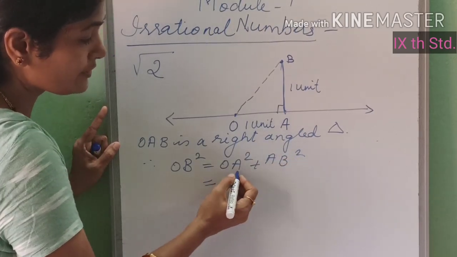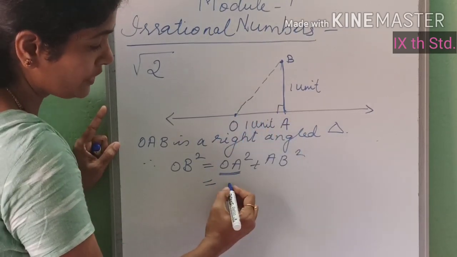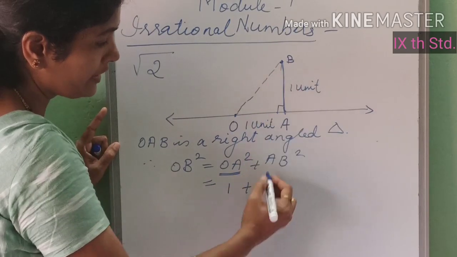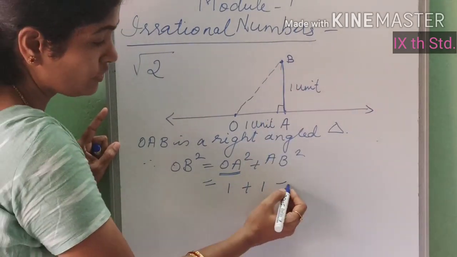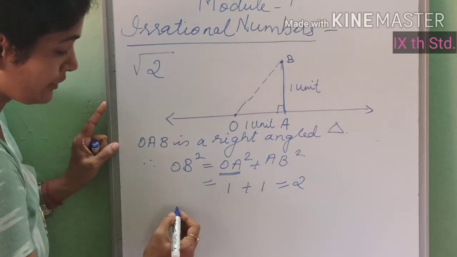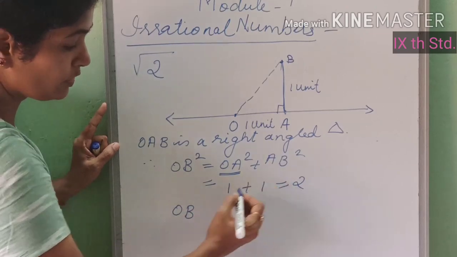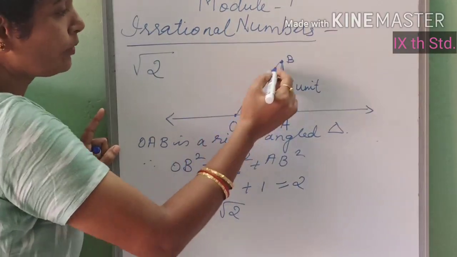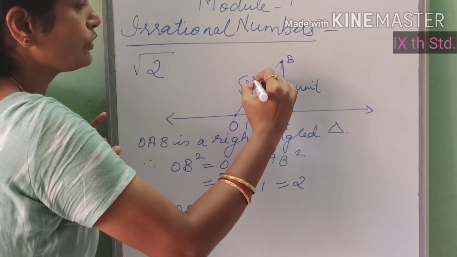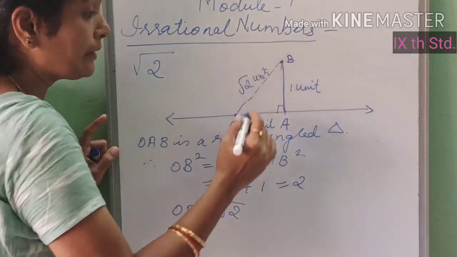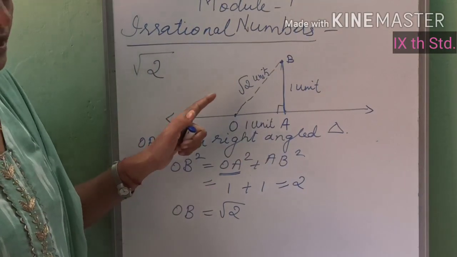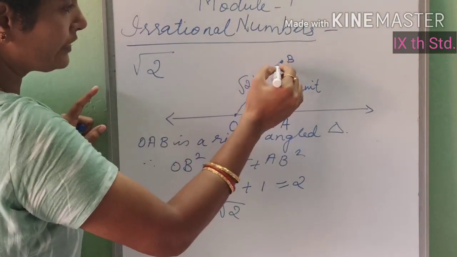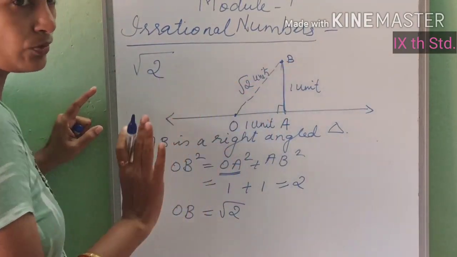So what is OA? OA is 1 unit, 1. What is AB? AB is 1 unit, 1. So this is equal to 2. Therefore, OB square is equal to 2, OB is equal to root 2. So this OB is root 2 units. But I am telling you this has to be represented on the number line. Here the distance between O to B is root 2.